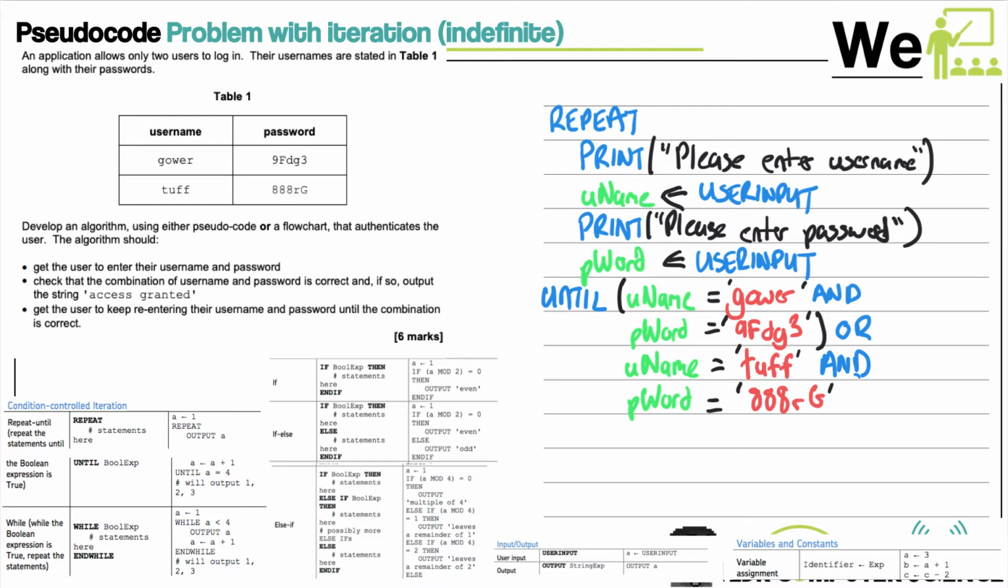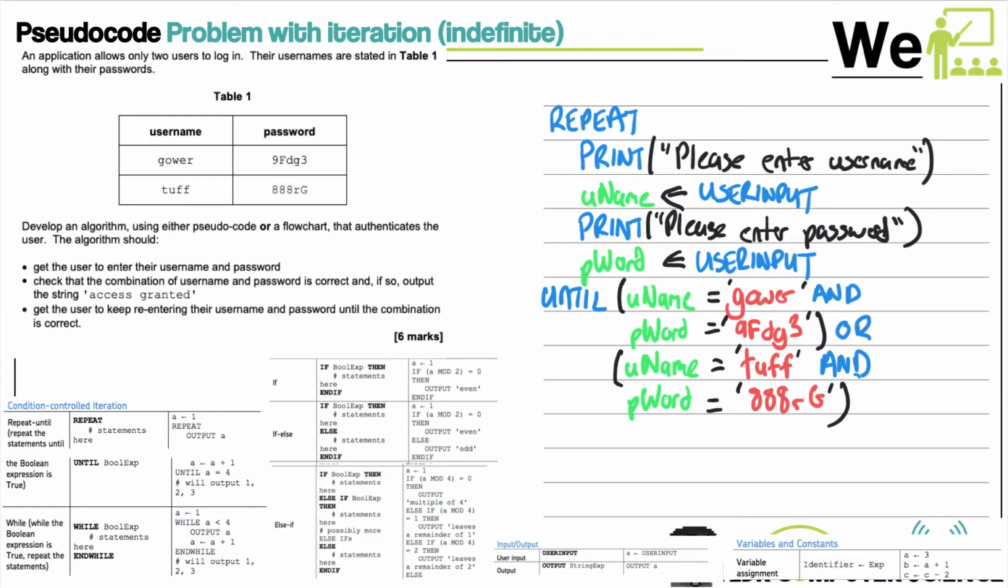Got to be a bit careful because you see I've put this and this inside the parentheses, so it's all of this together, or, and then I should do the same here, all of this and this in parentheses, in brackets, so that they're separated. This will keep running until either that combination or that combination is found, and then it should output access granted.